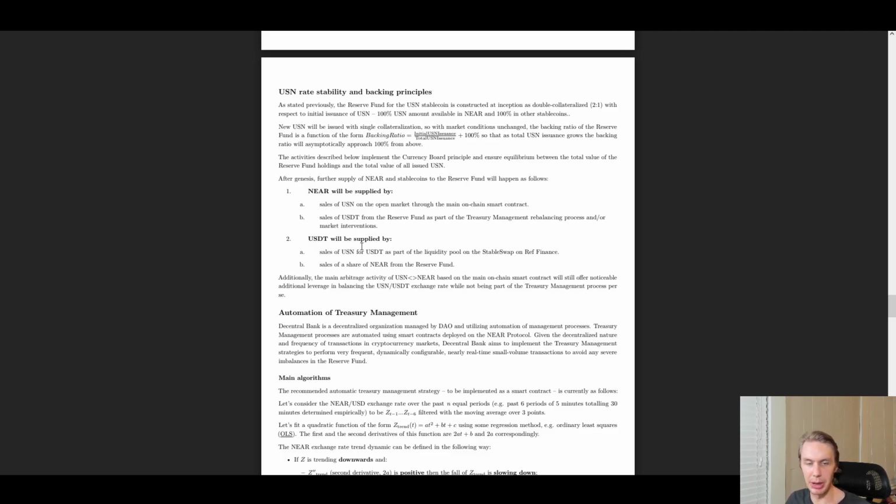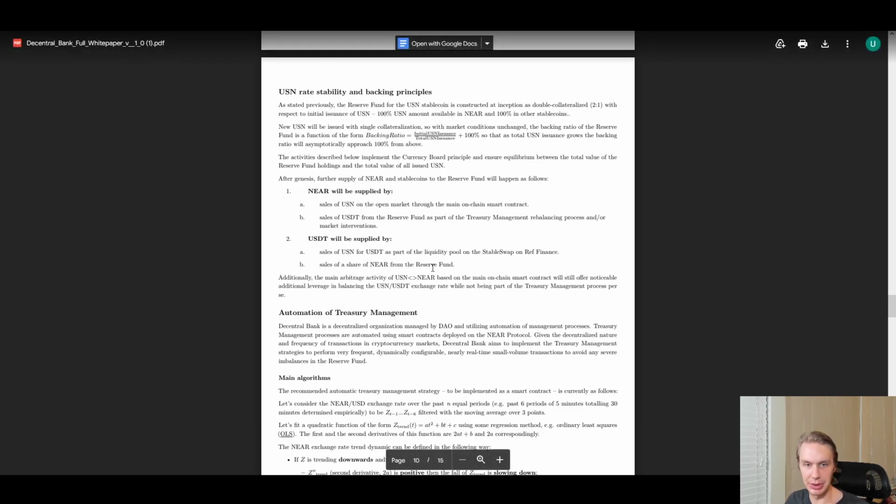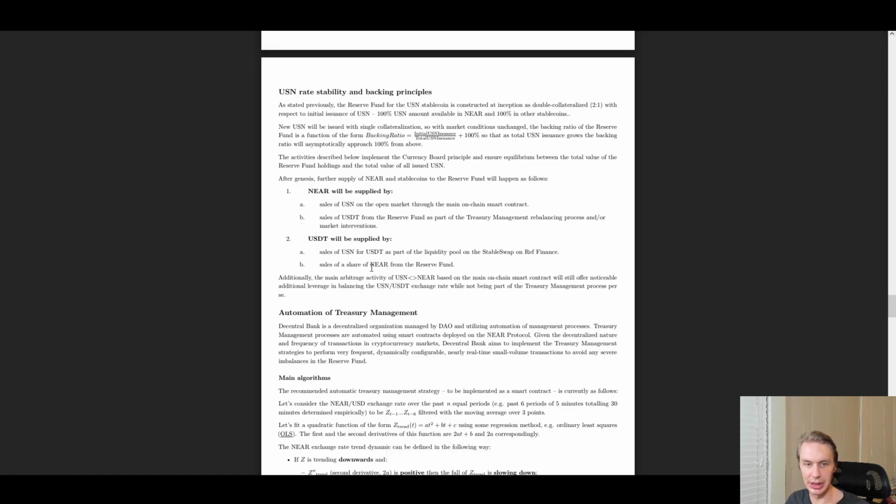But then if NEAR is pumping, if NEAR is moving up in value, it's actually going to be selling NEAR out into the open market because, again, it wants to keep the value of NEAR equal to the value of USN out there, so they can sell NEAR out there. And then they would actually end up bringing back in USDT when that happens.